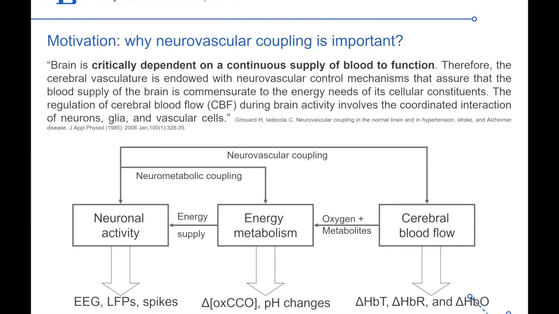And also there's this coupling between the neuron and the energy metabolism. Now, the oxygen and the metabolites that are supplied by the blood flow need to be broken down or synthesized in a form that neurons can use as energy for their activity. That's ATP. That's done in mitochondria, and that creates an integrated system where the coordinated interaction between neurons, glia, and vascular cells is important for the brain to function properly.